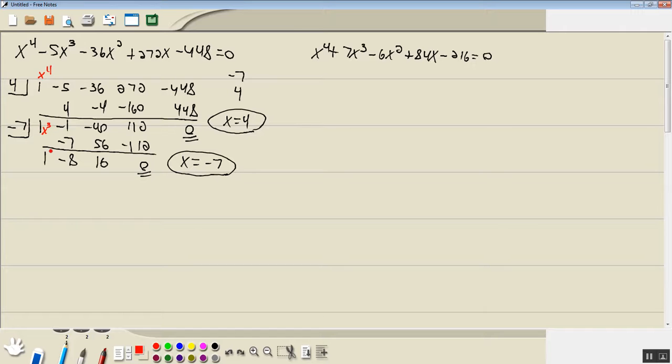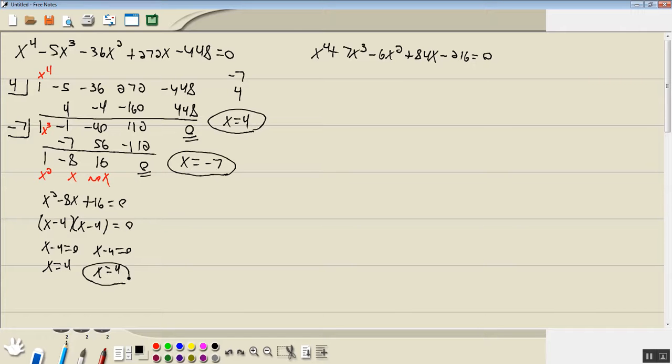Now each answer you find takes it down one more power, so we're now down to x squared. And then this would be x, and this would be our no x, or a constant term. So this is x squared minus 8x plus 16 equal to 0. And this factors using the PSD as x minus 4 times x minus 4 equals 0. Set each factor equal to 0. And we get x is equal to 4 and x is equal to 4. So those would be our 4 answers.